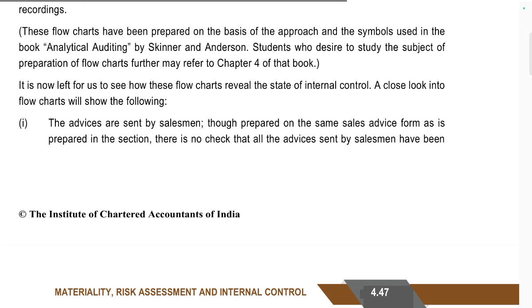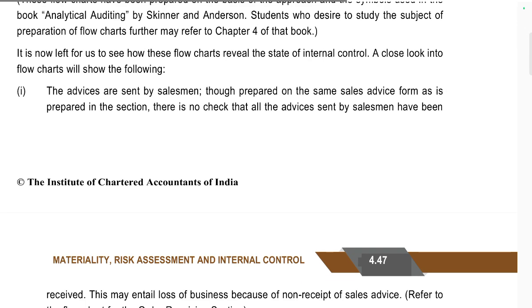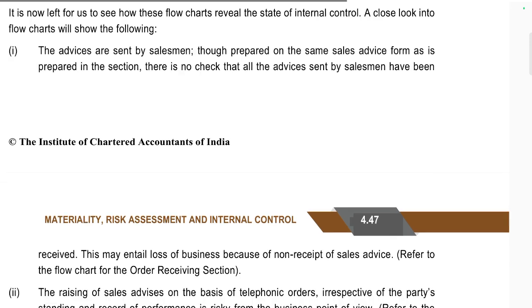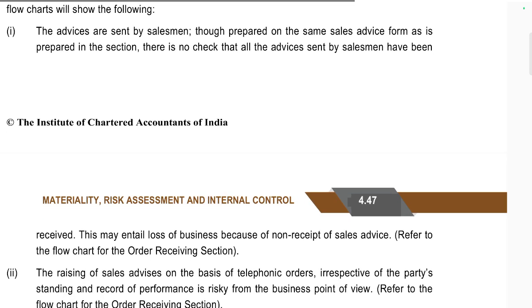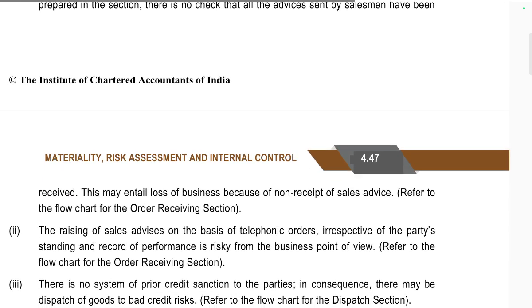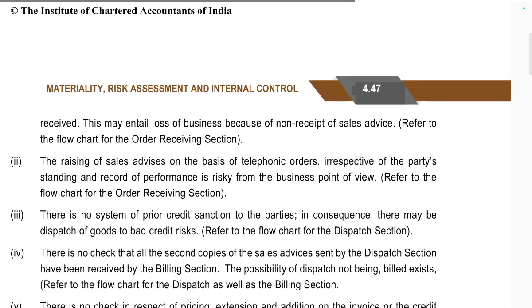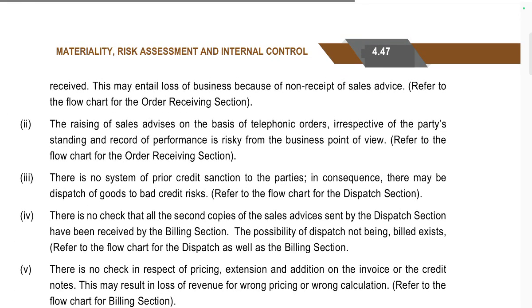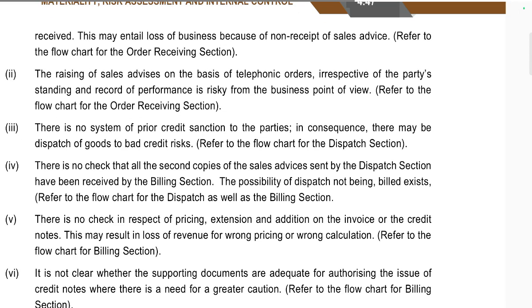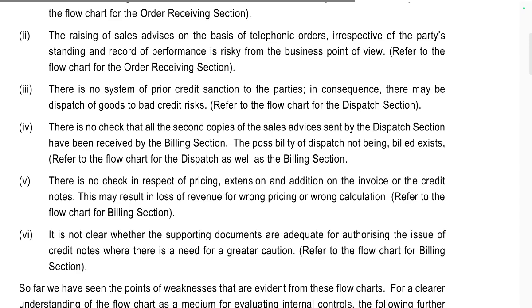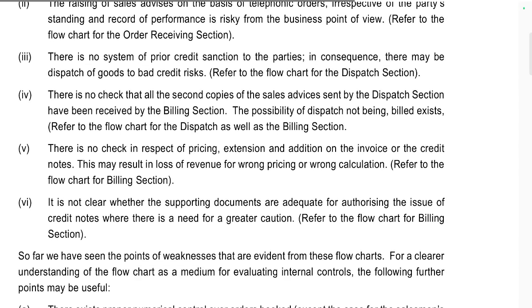Now let us see how the flowchart reveals the state of internal control. Looking into the flowcharts, the sales advice is sent to the salesman after preparation from the preparation section. There is no check of the advice sent to the salesman, so loss of business and bills not received for the sales invoice may occur. The rising of the sales advice is based on telephone orders irrespective of the party standard and order record, which is risky from the business point of view.